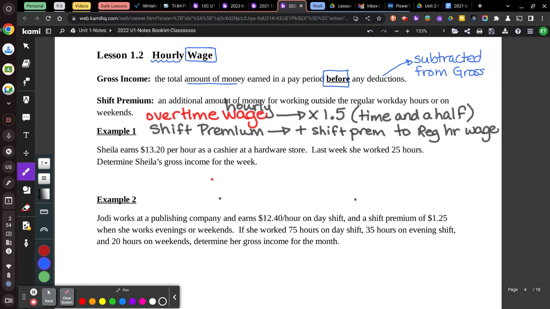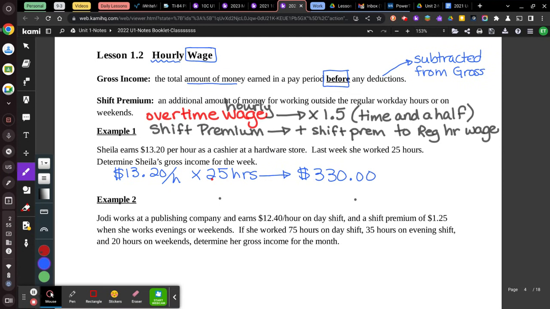So with this first question, it says Sheila earns $13.20 per hour as a cashier at a hardware store. Last week, she worked 25 hours. What is her gross income? So gross income is strictly going to be taking a look at $13.20 per hour, and we multiply it by the total number of hours. So we're multiplying it by 25 hours. And that's going to give us a total of $330.